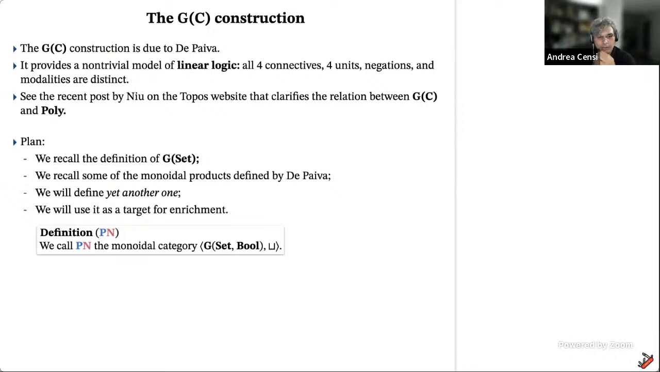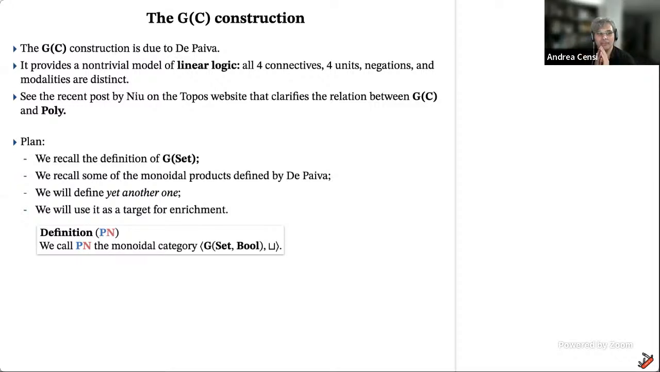Now, I will build towards a category that we call PIAN, which is based on the GC construction by the PIAN, which is an incredibly rich construction. I met it the first time when I was trying to get into linear logic. And what's really interesting is that it provides a non-trivial model of linear logic, where you have 4 connectives, 4 units, the negation, and 2 modalities that are distinct. There is a recent blog post by Nelson on the website that clarifies the relation between GC and poly, but of course going to another level of generalization.